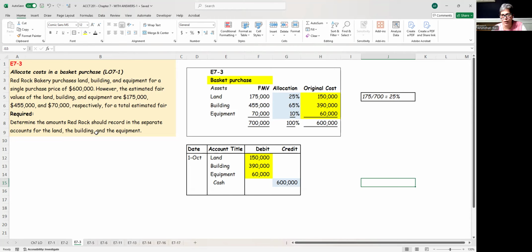So this is very, very common in the real world, where companies will buy multiple assets and pay one price, but they know that if they had bought them individually, they'd have paid much more and they need to come up with an allocation base. So with this, we'll move on to the next exercise, the next video.